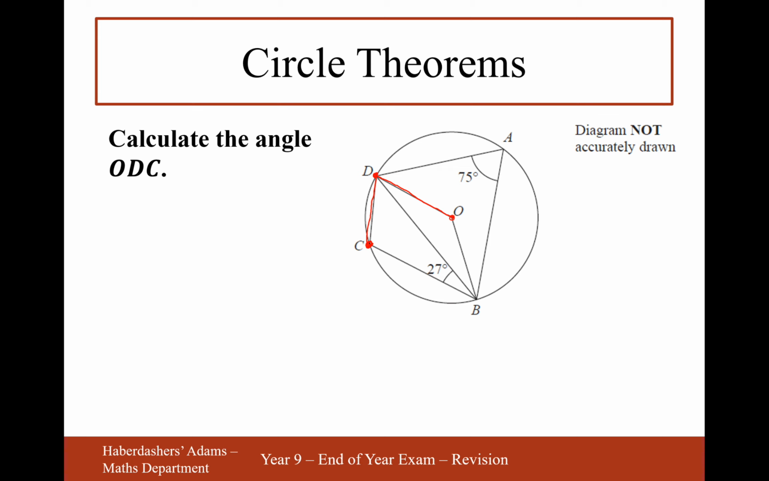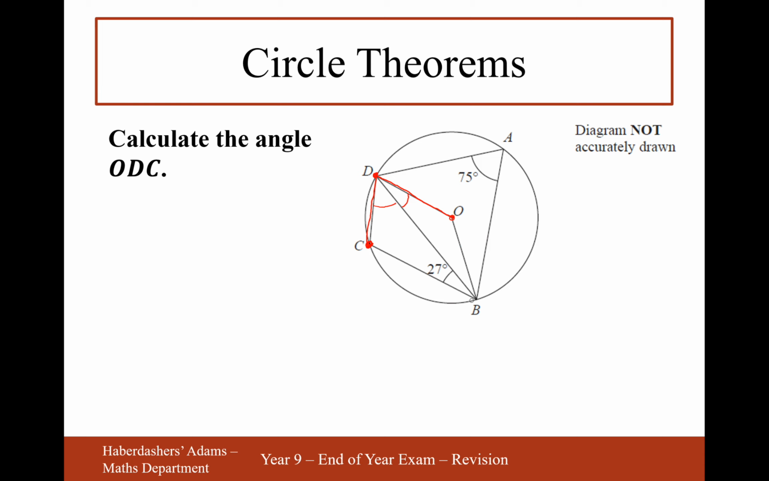So I suppose what I could do is just start working out different angles, and then hopefully I get to ODC. And what I might have to do with ODC is break it down into this angle and then this angle, and then add the two angles together. We'll have to see as we go through the question. Now, what can I spot first of all? Well, I'll spot the arrowhead theorem.